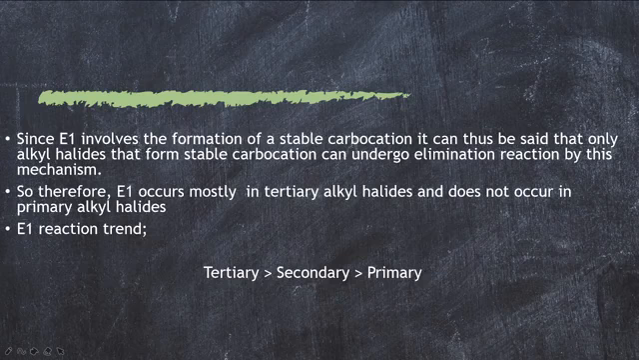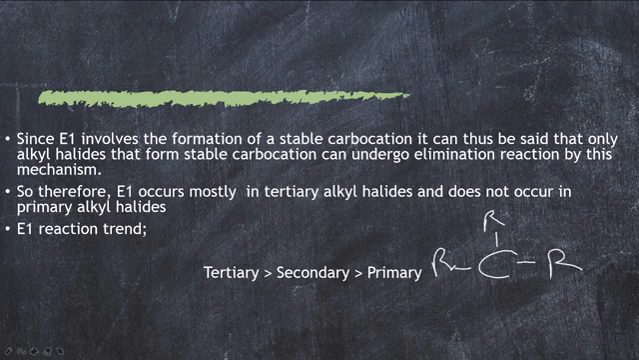Now, since E1 involves the formation of a stable carbocation, it can be said that only alkyl halides that can form a stable carbocation can undergo elimination reaction by this mechanism. Like I said earlier, that's tertiary alkyl halides. Secondary can also undergo it, but it needs a stable carbocation. We all know the reason why tertiary alkyl halides form a more stable carbocation than primary or secondary: they have three other alkyl groups attached to them, and these alkyl groups are electron donating.